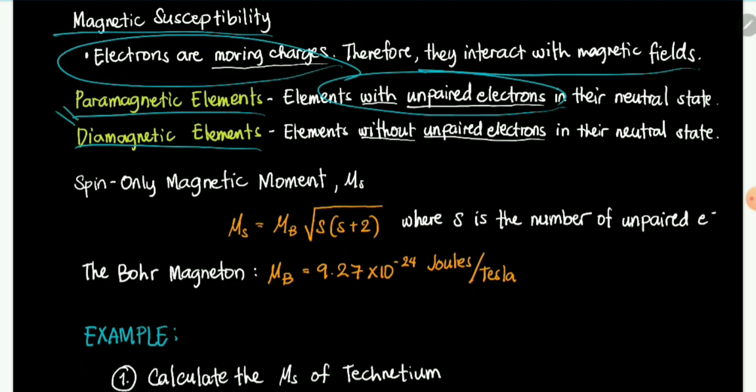Kapag diamagnetic naman, lahat ng electrons doon sa inyong electronic structure or doon sa atom mo ay paired. So, cancel yung kanilang magnetic moment. So, hindi nag-interact sa magnetic field yung mga ganitong elements. Okay? So, to be able to evaluate the magnetic moment, we have the spin-only magnetic moment equation. So, mu sub s, that's the spin magnetic moment, is equal to the Bohr magneton times the square root of the quantity s times s plus 2, where s is the number of unpaired electrons. Okay? So, yung Bohr magneton natin ay 9.27 times 10 to the negative 24 joules per Tesla.